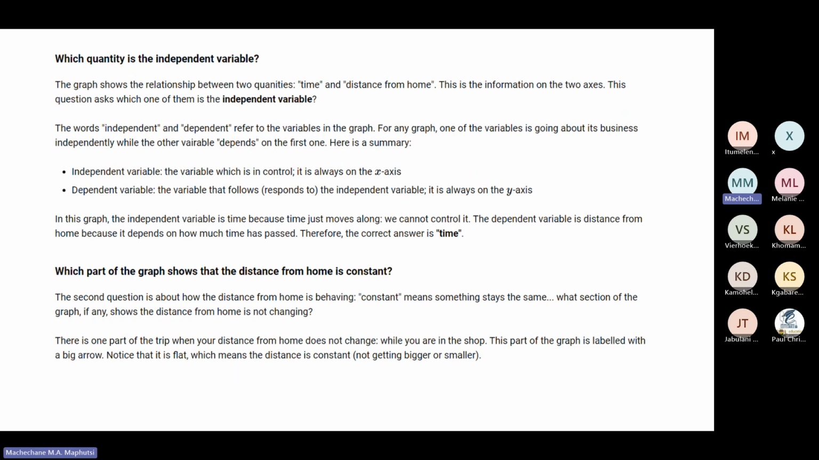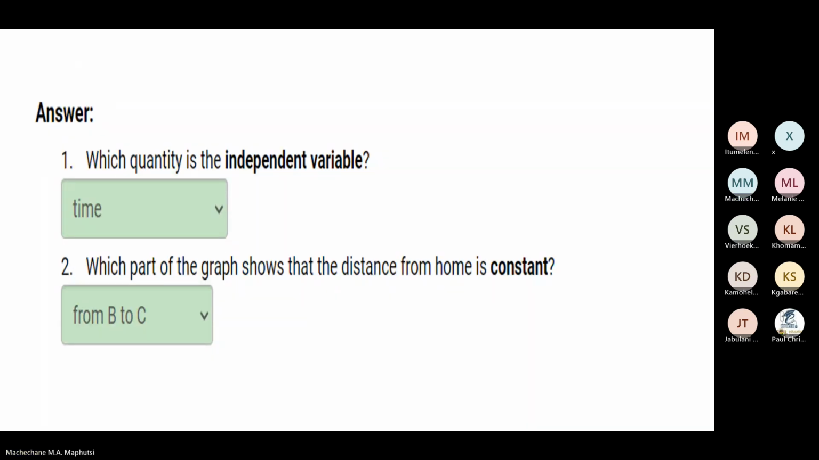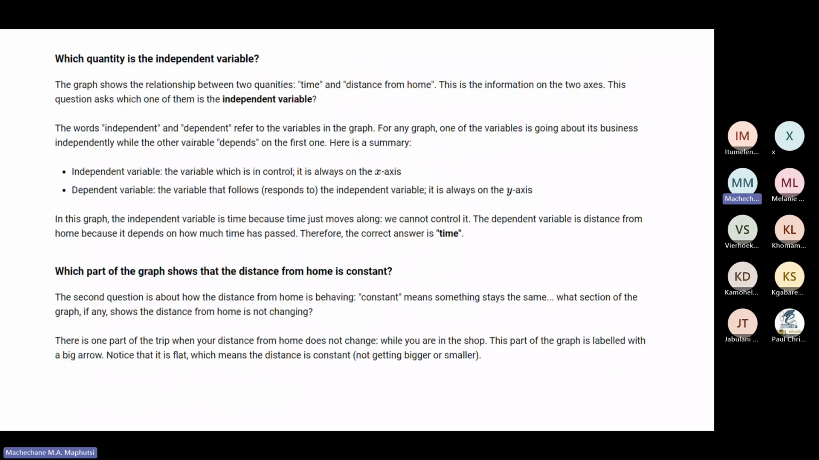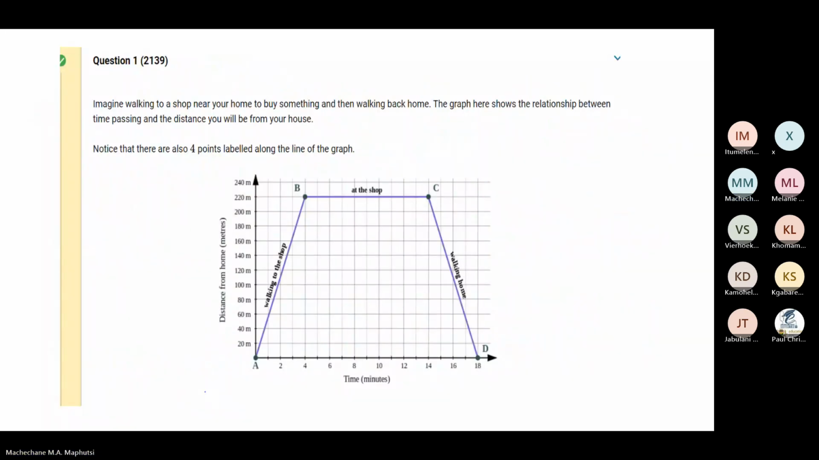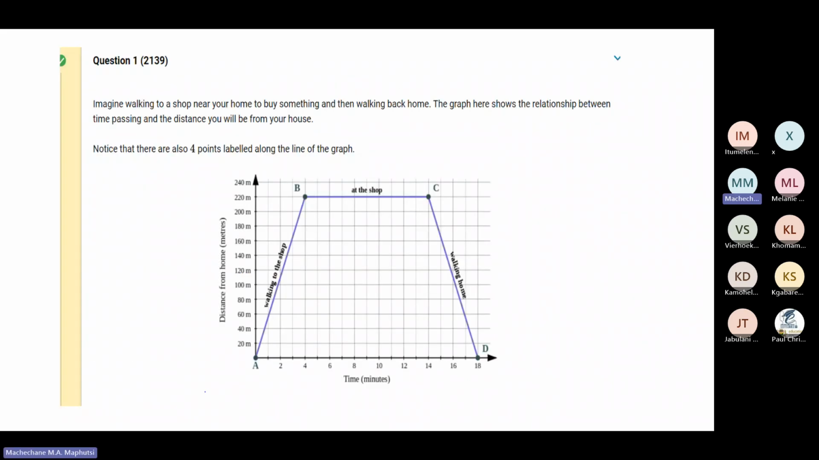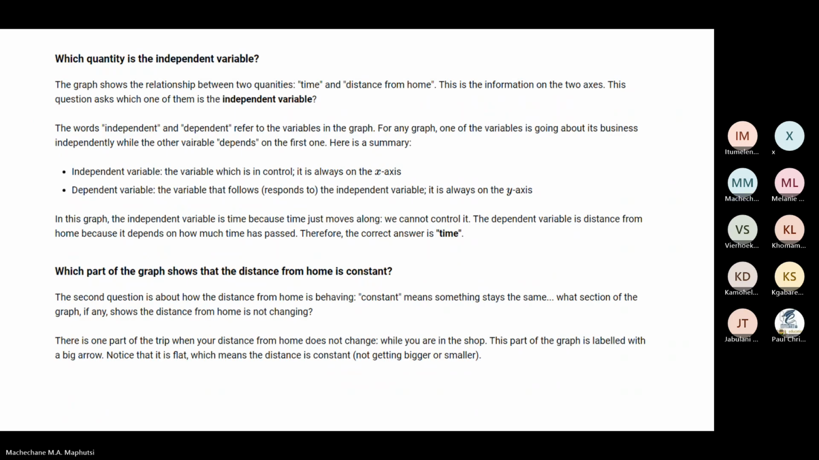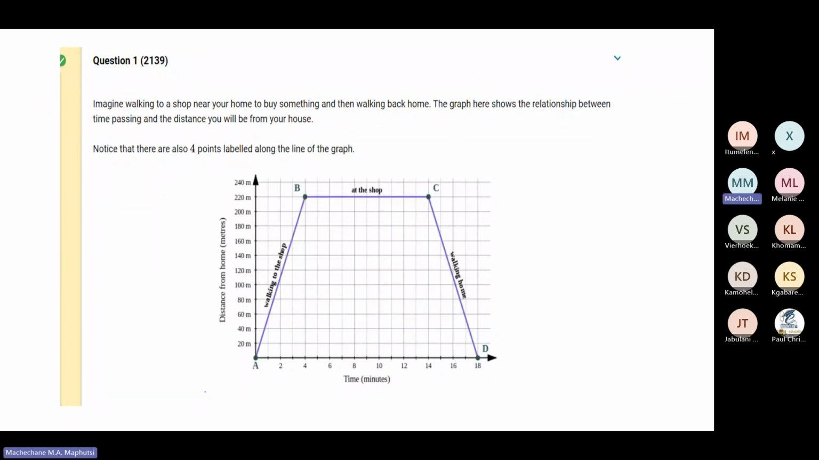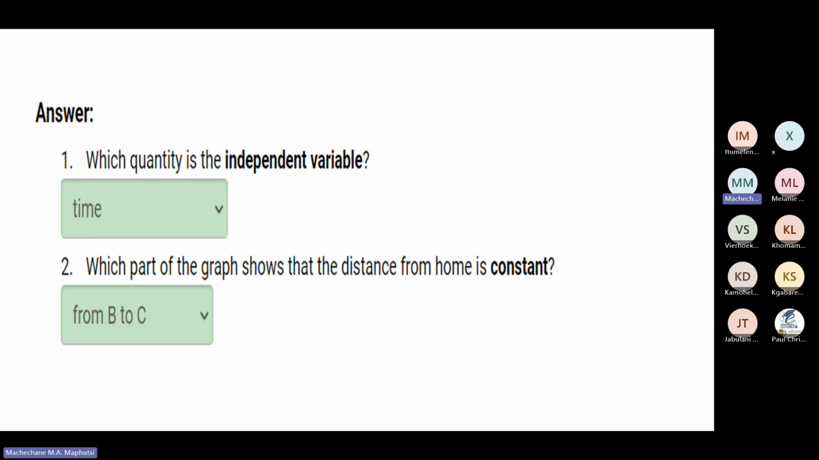Okay, so now I would ask a question: which part of the graph shows that the distance from home is constant? So as we go back to this diagram here, what do you notice? Even if learners cannot answer me, I'm just going to pause for them to check what they have to know. All right.